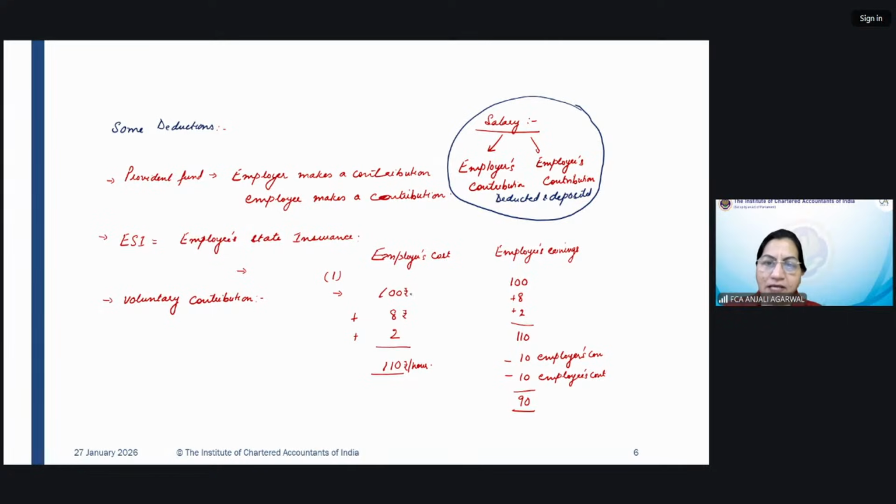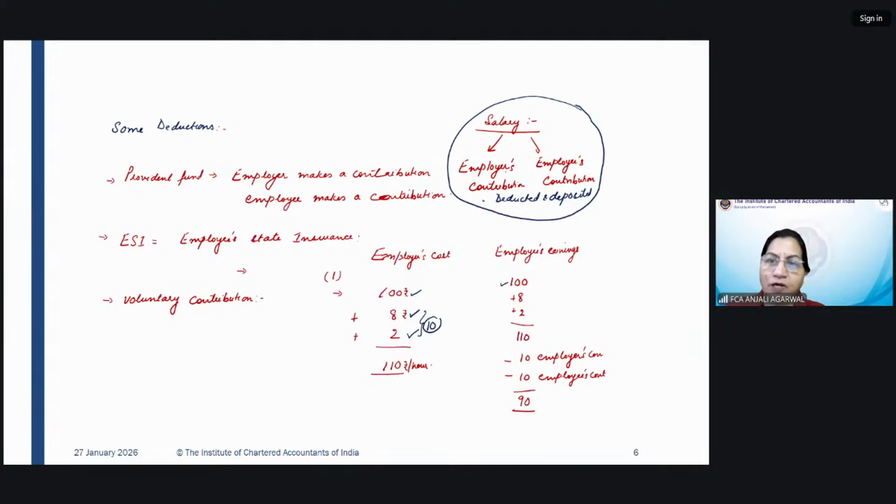So if the normal salary is 100, the employer is making a contribution of 8 towards provident fund and 2 towards employee state insurance fund. So the total contribution to funds becomes 10. Therefore, the employer's cost on this employee is not just 100, it is 110 rupees per hour. However, what the employee will take away as his salary, what he will get in cash, is not 100, not 110, but his own contribution will also be deducted.